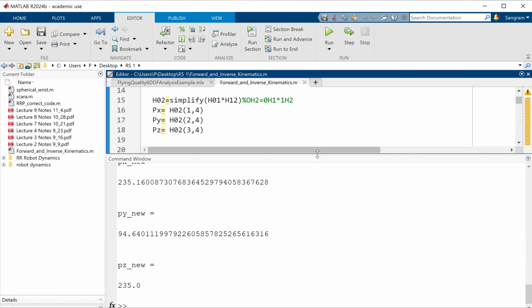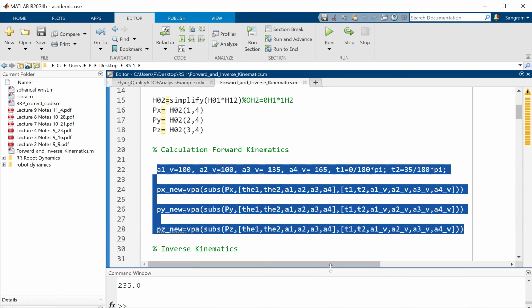Now, what is inverse kinematic solution? With inverse kinematic solution, I'm going to substitute this. I'm going to say Px is equal to 235, Py is equal to 94, and Pz is equal to 235. Tell me values of theta 1 and theta 2. Everyone understood this? That is going to be the inverse kinematic solution, and that is the next part of the code.